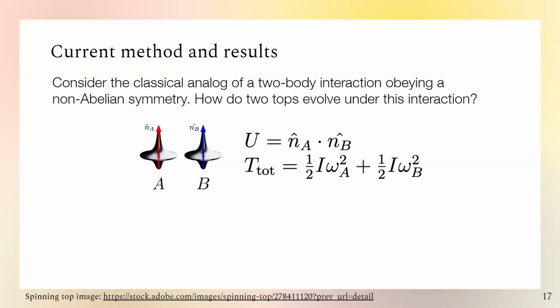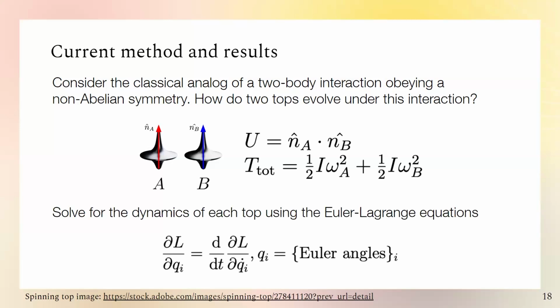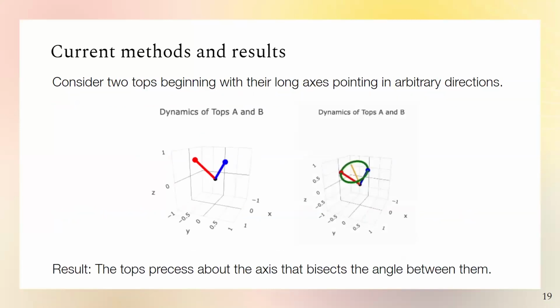What we can do is solve for the dynamics of each top using the Euler-Lagrange equations. The Lagrangian is just the potential energy subtracted from the kinetic energy, and the Euler-Lagrange equations are given by that formula, where our generalized coordinates in this case are Euler angles, which connect a rotating frame, our tops are rotating, to a static frame that we can view both tops in. And what we find is that two tops beginning with their long axes pointed in an arbitrary direction precess about the axis that bisects the angle between them.